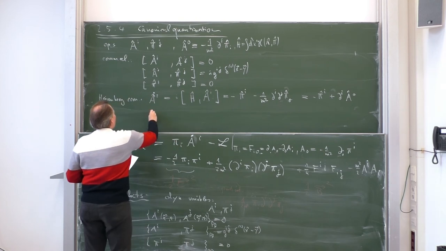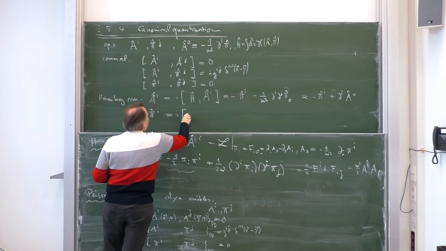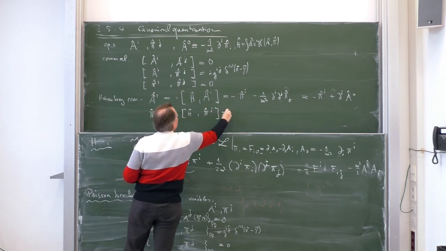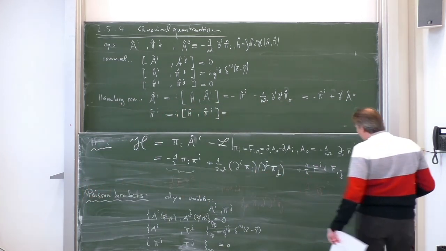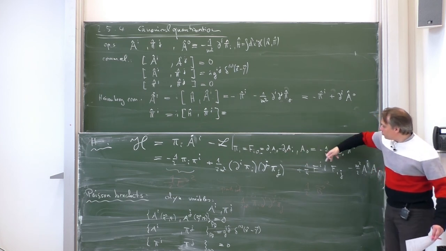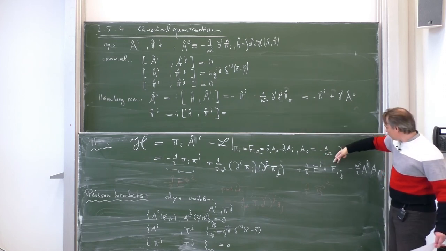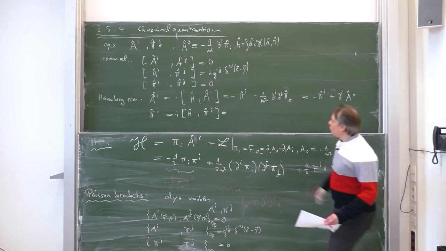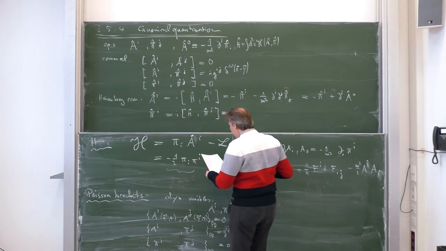Then what is the equation of motion for pi? Pi dot i is i times the commutator of H with pi^i. And here it might be a little bit simpler, but not completely simple. We now can ignore those terms here, but we need to do the commutator of f_ij with pi^i. And then the commutator here will be easy. What happens with this commutator of f_ij square with pi^i?